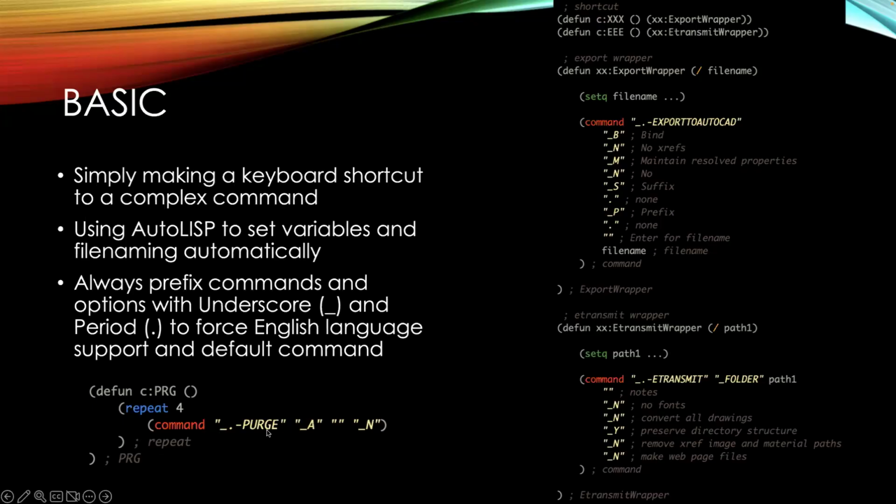So we just want to fire the purge command, A for all, and again, that underscore is confirming it's the English version of the arguments, A for all. The empty double quotes is the same as just enter. So we're saying purge all, enter. I actually can't recall what the enter was for, and then no to confirm. So that's simply a purge all, and it does that 4 times, right? Just by simply typing PRG.